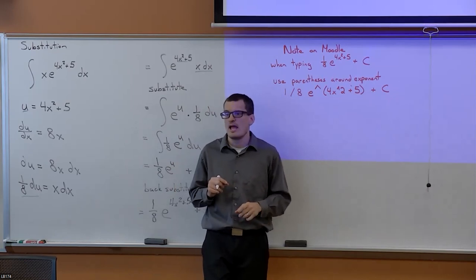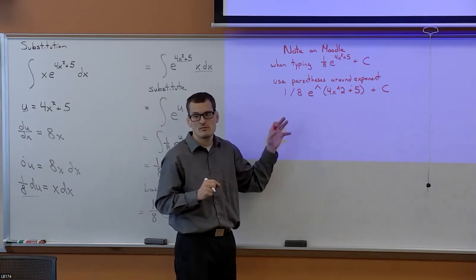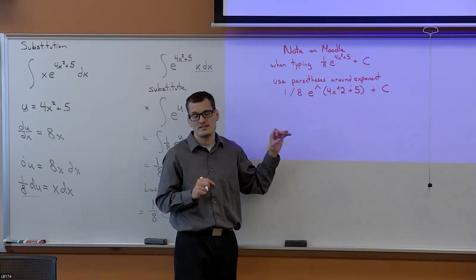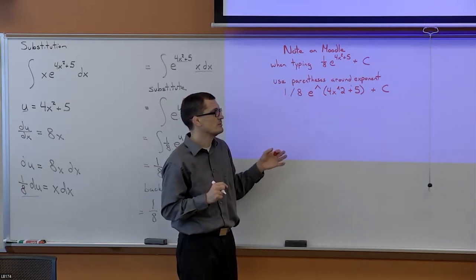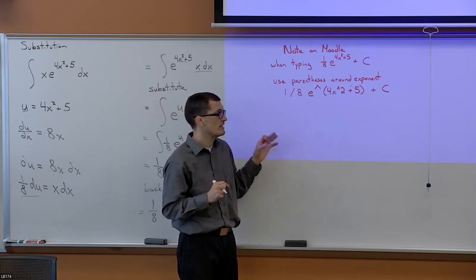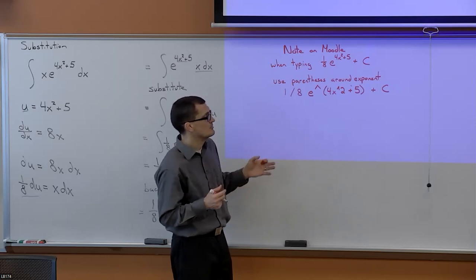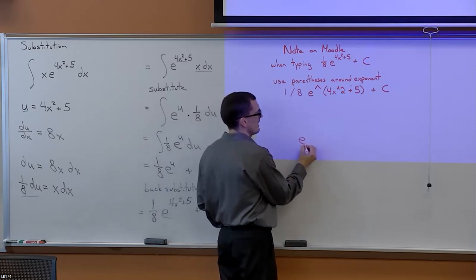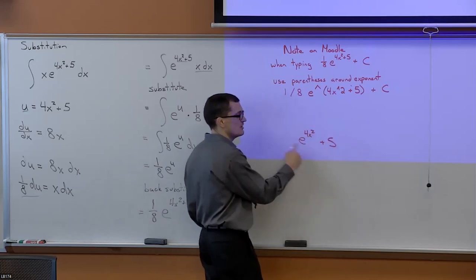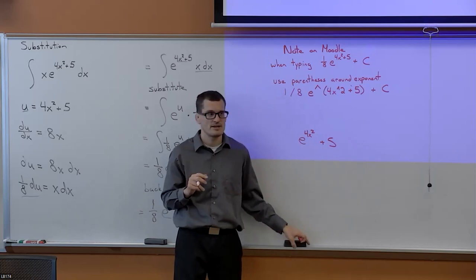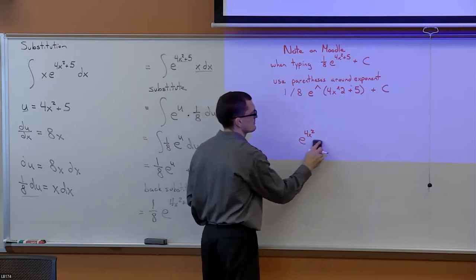Okay. And when you do type this in, Moodle will interpret what it thinks you mean the answer to be. So if you didn't write those parentheses and you see e to the 4x squared and then plus 5, you know something went wrong, right? Like you didn't have those parentheses.